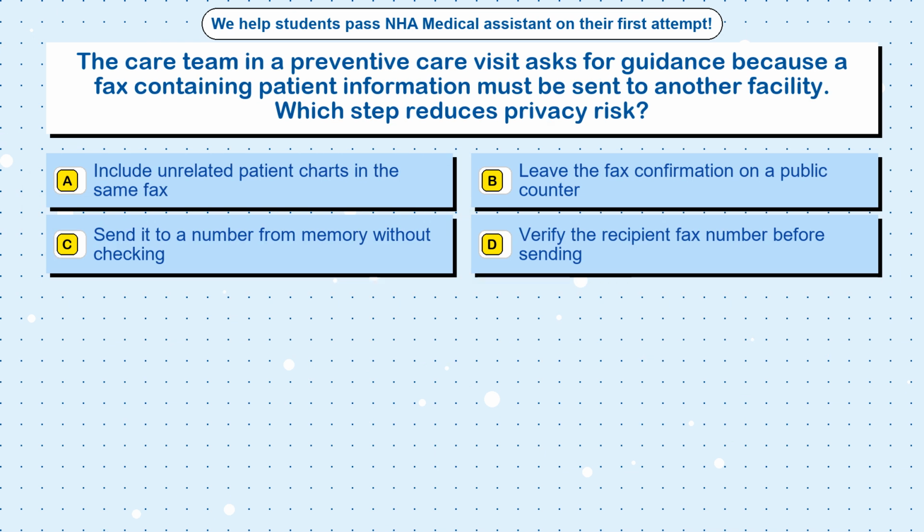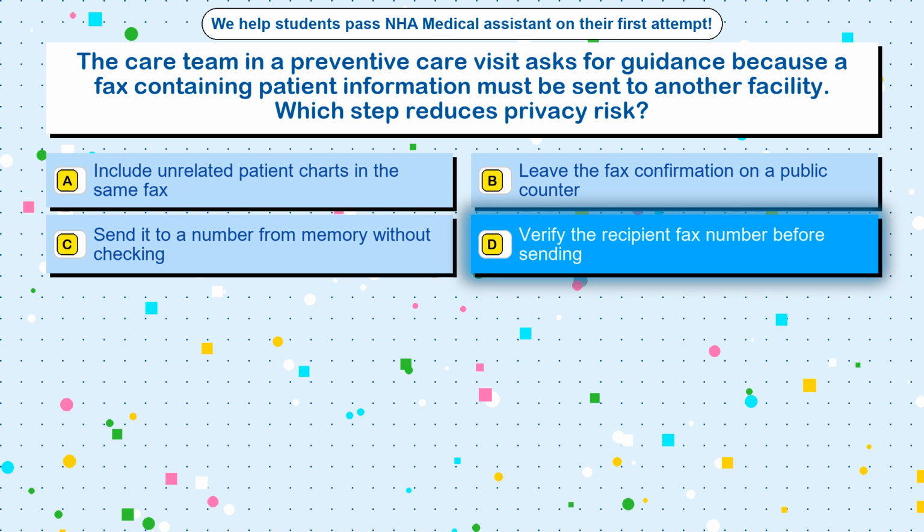Question 41. The care team in a preventive care visit asks for guidance because a fax containing patient information must be sent to another facility. Which step reduces privacy risk? Option A, include unrelated patient charts in the same fax. Option B, leave the fax confirmation on a public counter. Option C, send it to a number from memory without checking. Option D, verify the recipient fax number before sending.